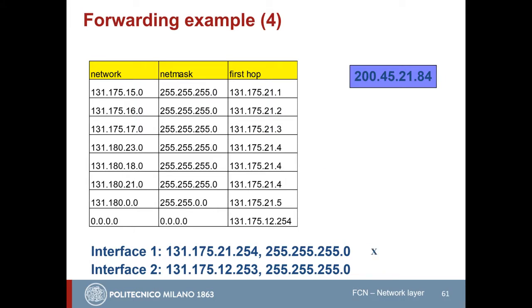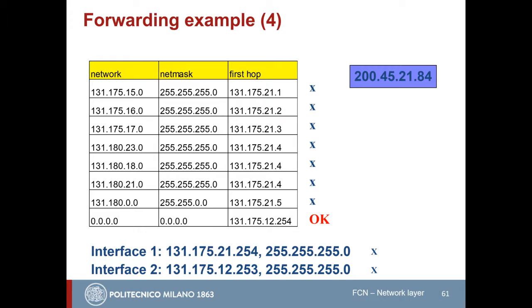Another example, this is not matching with anything except the default router, so it will be handed over to the default router. Okay, it means that this router has no specific knowledge of the destination of this IP address, or better, of the network which contains that IP address.